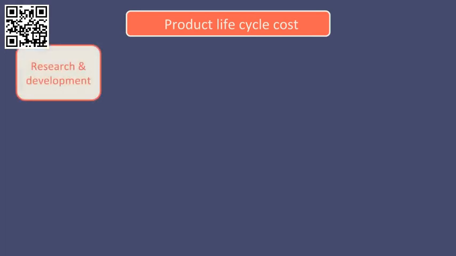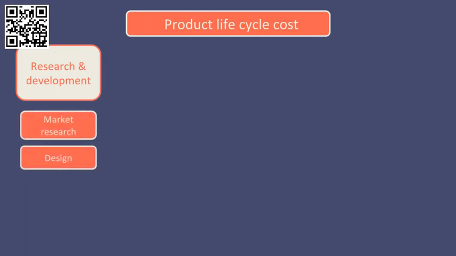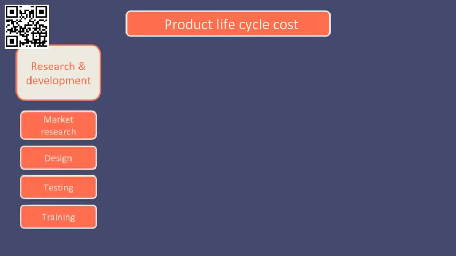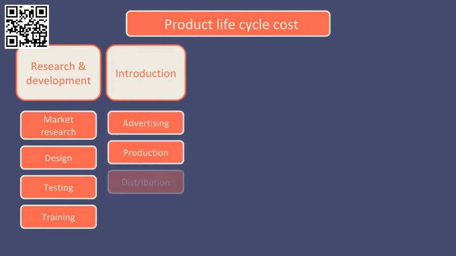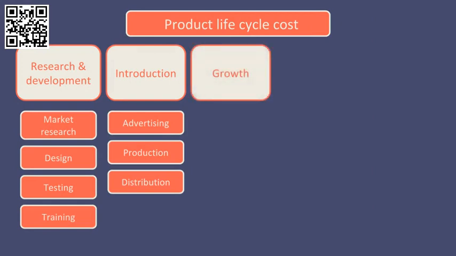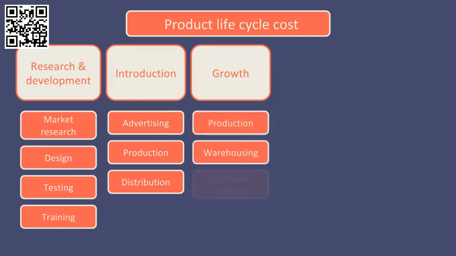Research and development. The costs incurred at this stage include market research, product design, product testing, and training of staff. Introduction. As the product is then introduced to the market, significant advertising costs might be incurred in addition to the production and distribution costs of that product. Growth. As the popularity of the product grows, production and warehousing costs also grow, and customer support costs increase. However, product unit costs may begin to fall as economies of scale are achieved.